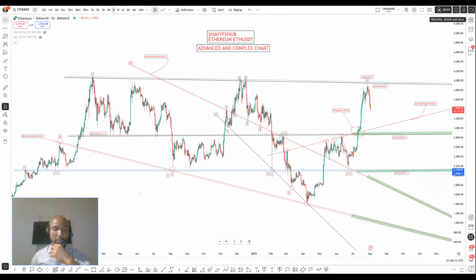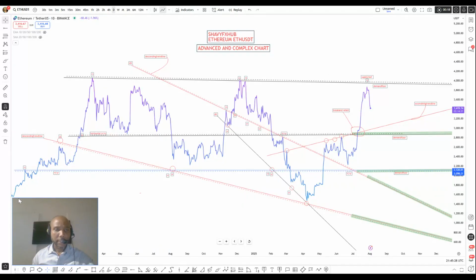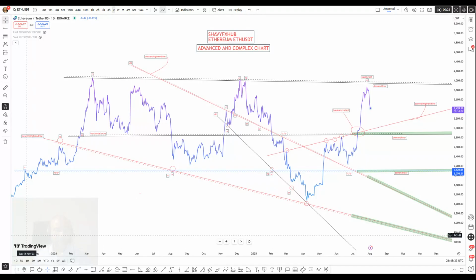A quick look into the structure of Ethereum USDT. So we're starting from the daily time frame. On the daily time frame, if you look critically, let's switch on our line chart. You will see, starting from here, a strong price action in the month of November 2023.